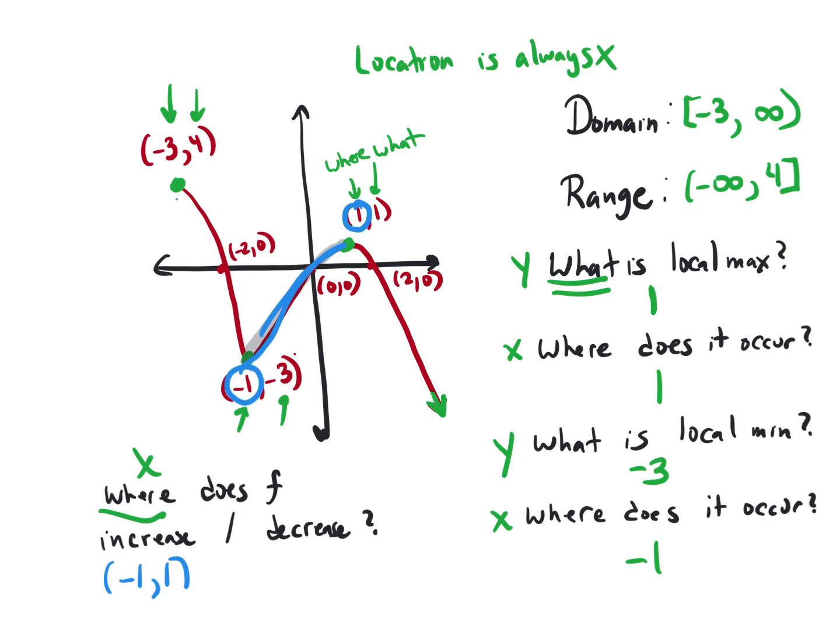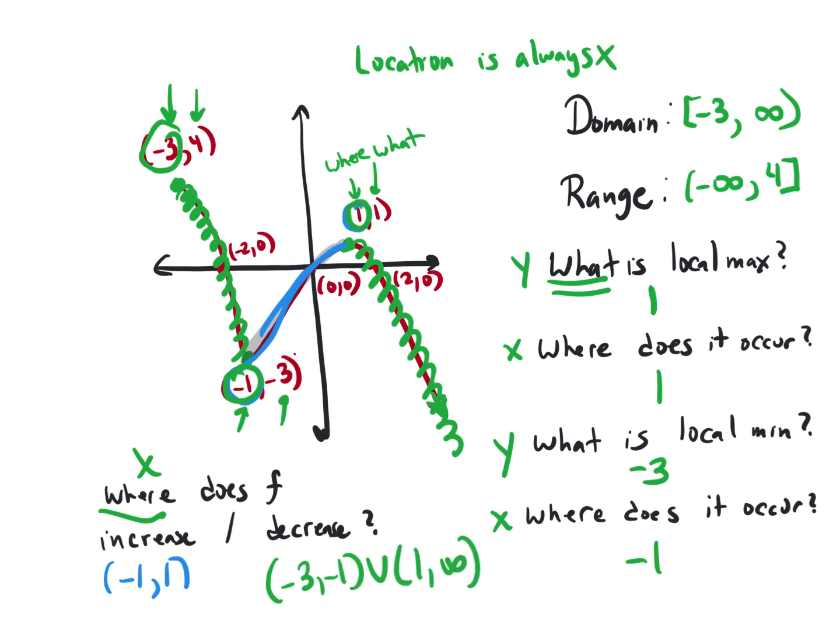Now it's going down kind of in this region, and then in this region forever and ever. So it's decreasing from -3 to -1. That's this x value, and then from 1 to infinity. Now remember, this is always going to be the x value, and it's always going to be parentheses for increasing, decreasing. So hopefully that helps you out.